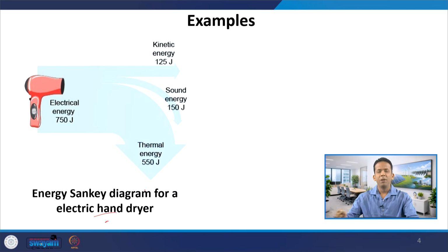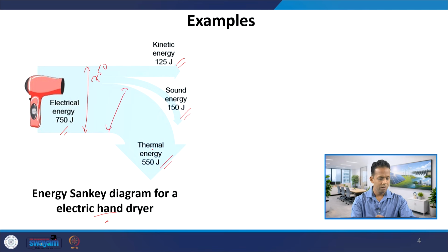This is a Sankey diagram for a typical electric hand dryer. You know how an electric hand dryer works. You plug the socket into the switch port and switch on the button, and the electrical energy is converted to kinetic energy because there is a blower, a fan which blows the air, hot air. It makes a lot of sound also, so sound energy, and then it provides hot air, so there is generation of heat, thermal energy. Most of this goes to thermal energy. You can see if this width is represented by 750, this is representing 550, it's proportional, and these two widths are 150 and 125.